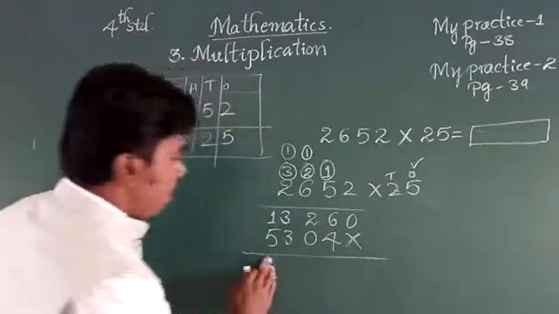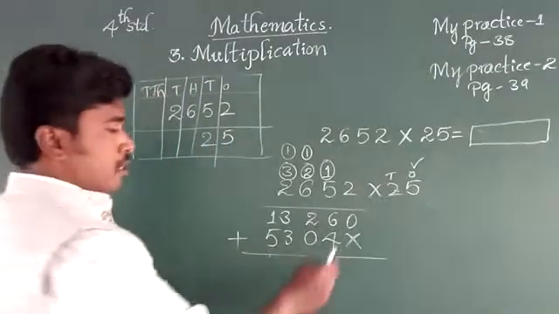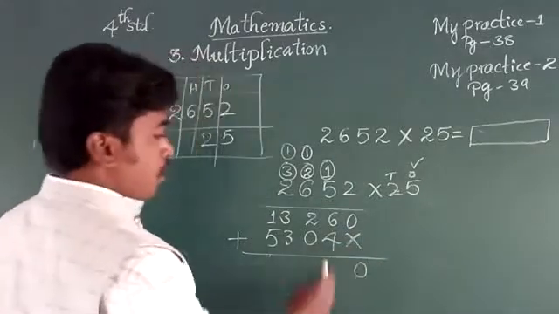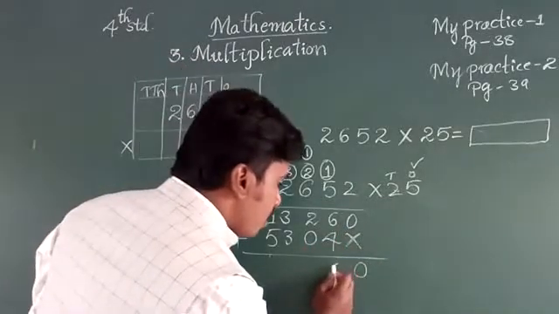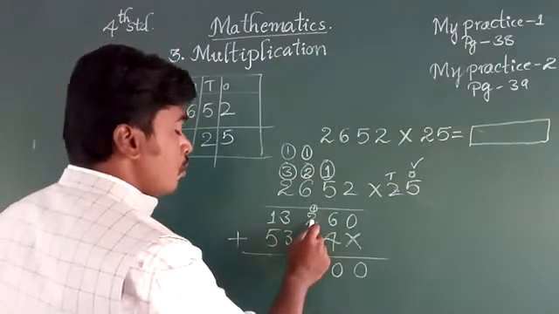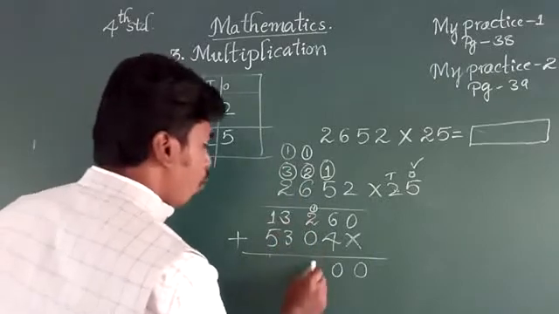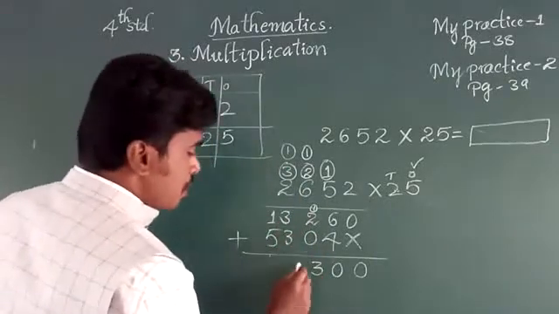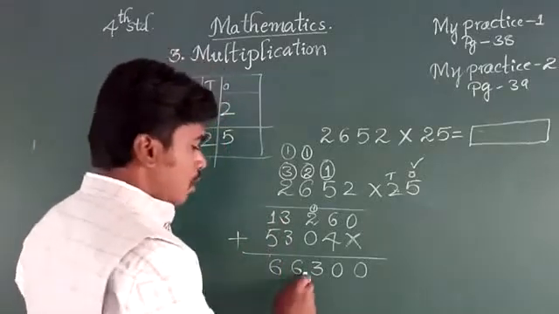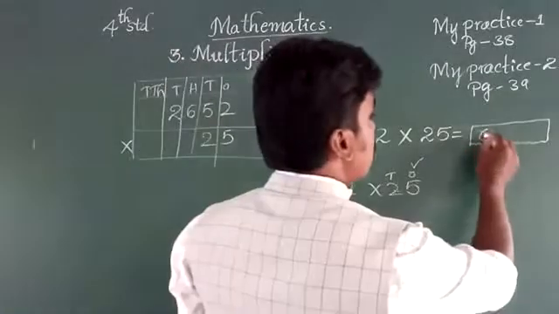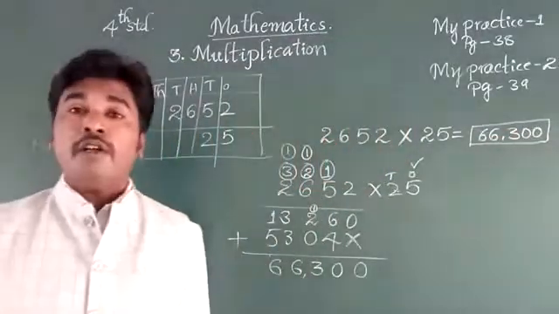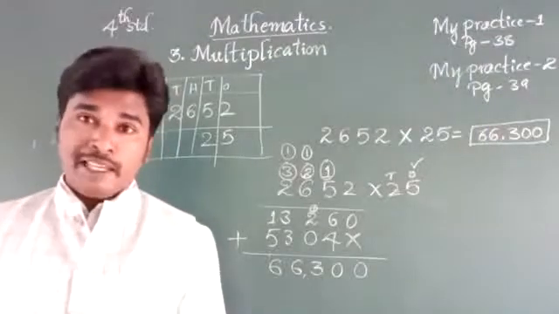Dear students, now you add these two numbers. 0 plus nothing, it is 0 only. 6 plus 4 is 10, 1 should regroup. 1 plus 2 is 3, 3 plus 0, 3 only. 3 plus 3 becomes 6. 1 plus 5 becomes 6. What is the answer you got? It is 66,300.